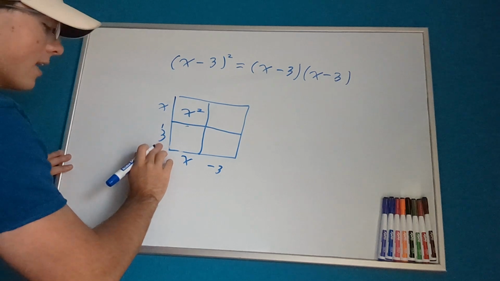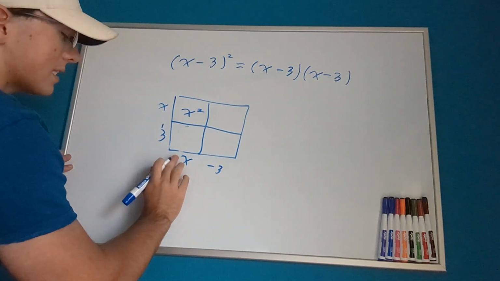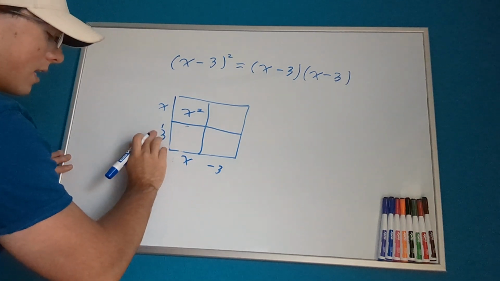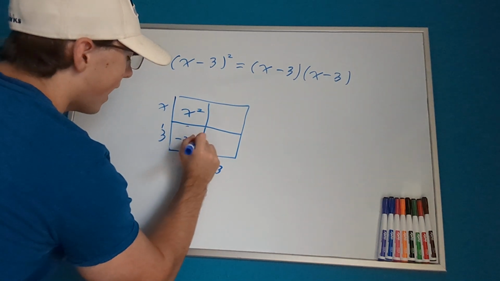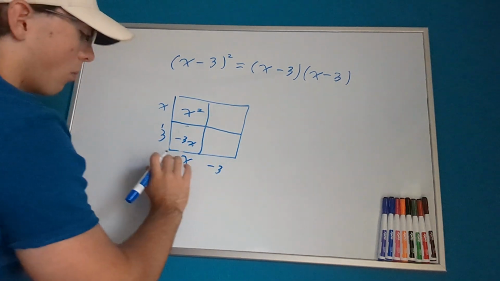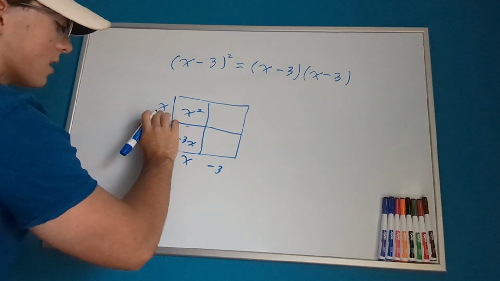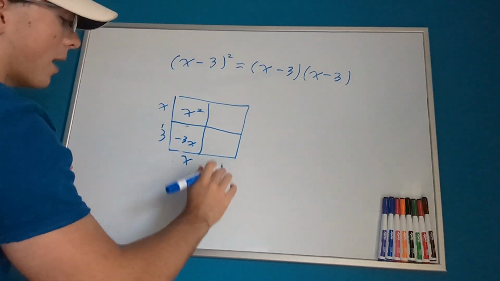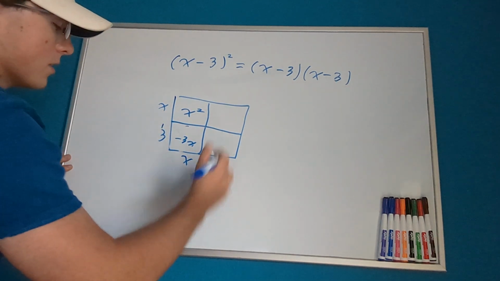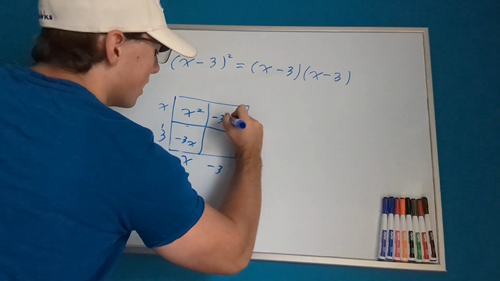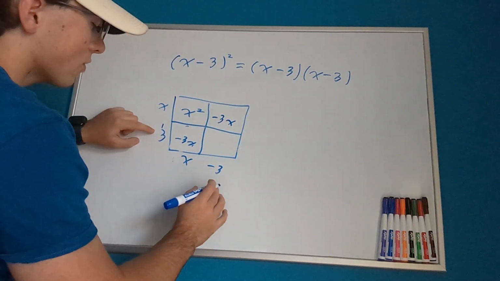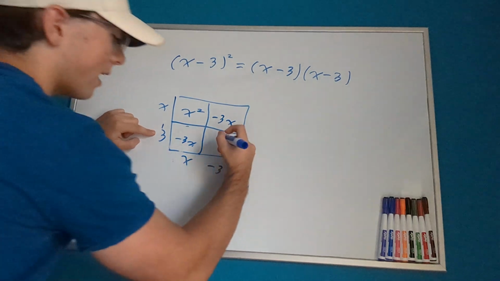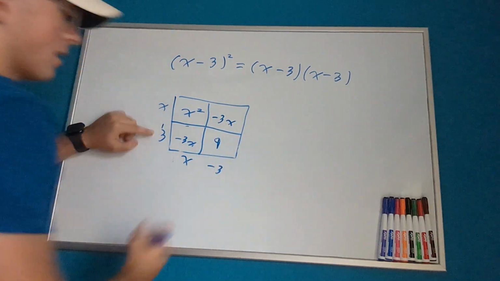Then we take this negative 3 and we multiply it by this x, because this is a side length negative 3 and this is a side length x. So we get negative 3x. Then what we do is we take this x over here and we multiply it by this negative 3. So that's once again minus 3x. Then the last part is we take this negative 3 and multiply it by this negative 3. Negative 3 times negative 3 is 9, right?